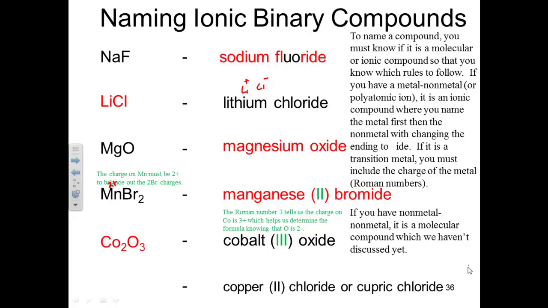Now I have copper(II) chloride, or cupric chloride using the older name. The copper is telling me I have a 2+ charge on copper. We know chloride is -1. Well, the formula in this case ends up being CuCl subscript 2.